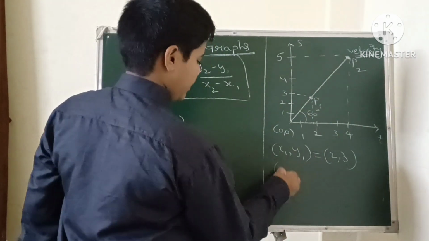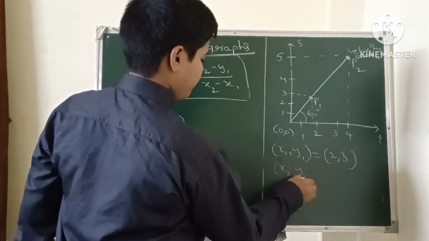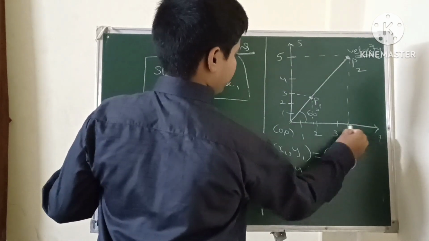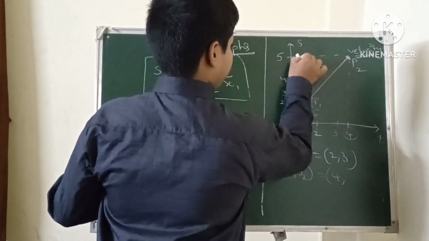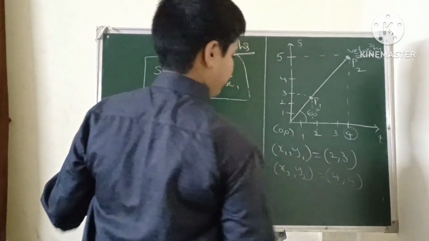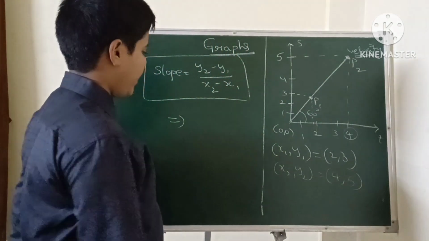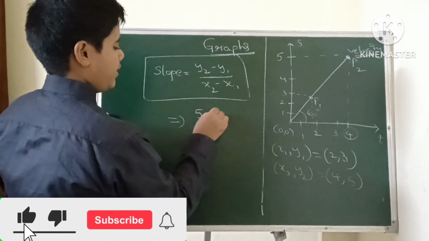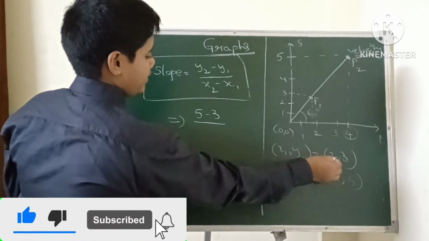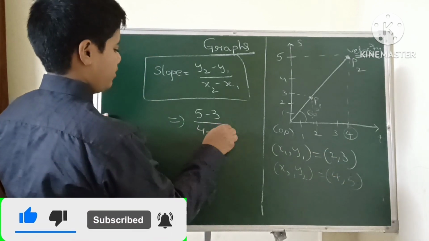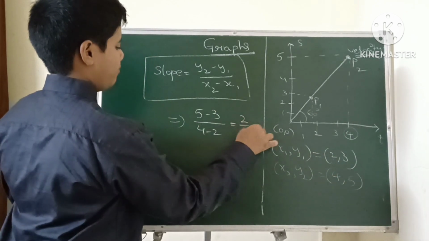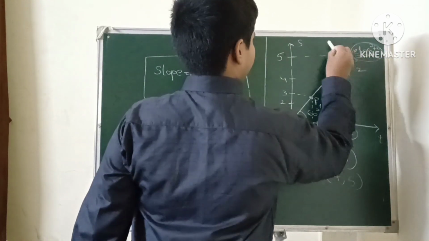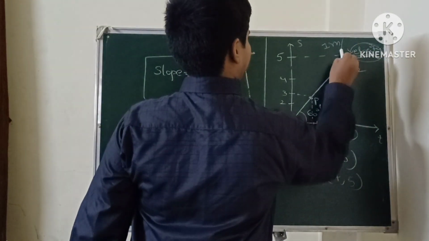Okay. So if I take x2 comma y2, x2 means this. Sorry, this. So 4 comma y2 means this, 5. So if I find the slope, y2 minus y1, 5 minus 3 by x2 minus x1, 4 minus 2, which means 2 by 2, which is 1. So here the velocity is 1 meter per second.